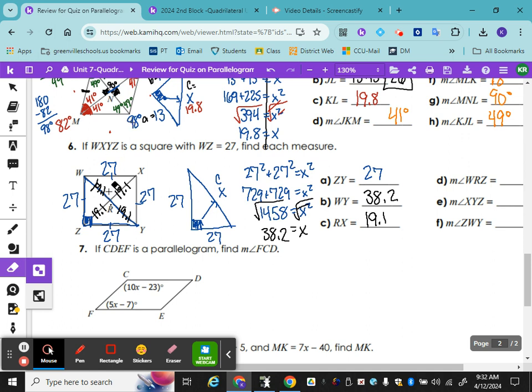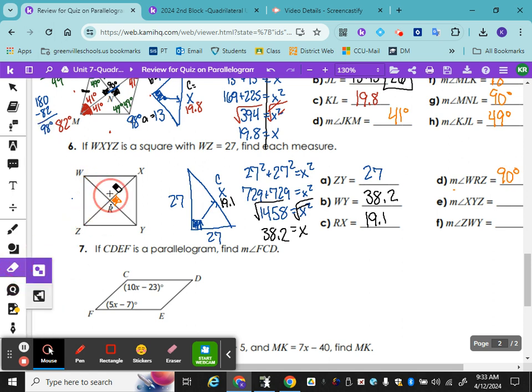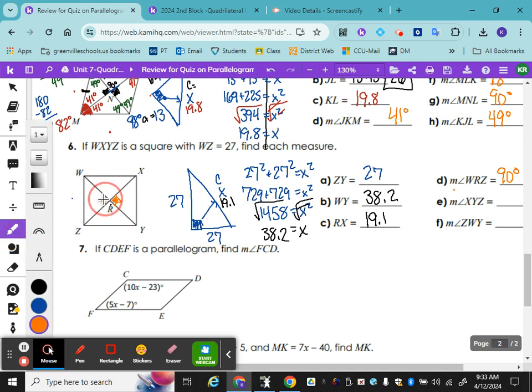Okay. Moving on to angles. So I'm going to get rid of that. Put 19.1 here. My favorite, angles of a square. It's either 90 or 45. So WRZ, from W to R to Z, inside, just like a rhombus, these are all 90 degrees. All the outside angles are 90 degrees. All the half angles are 45 degrees.